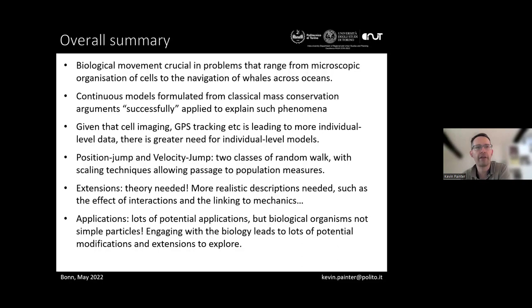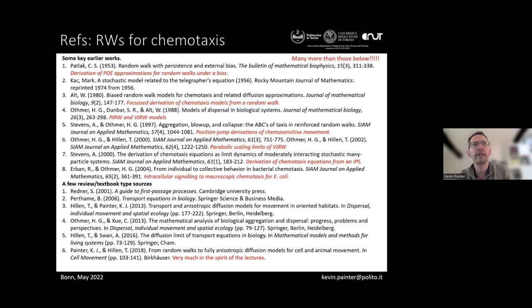And if anybody's interested in any of these topics, then please do contact me and I'm happy to point you in further directions for some of these areas. What I said I would do when I provide my lecture notes is provide a list of various references for the things that I've talked about. So for example, in the context of those random walks for chemotaxis, I'll put down a list of some of the classical references, and then also a list of some review or textbook type sources where you can get more of an overall perspective on some of these areas.